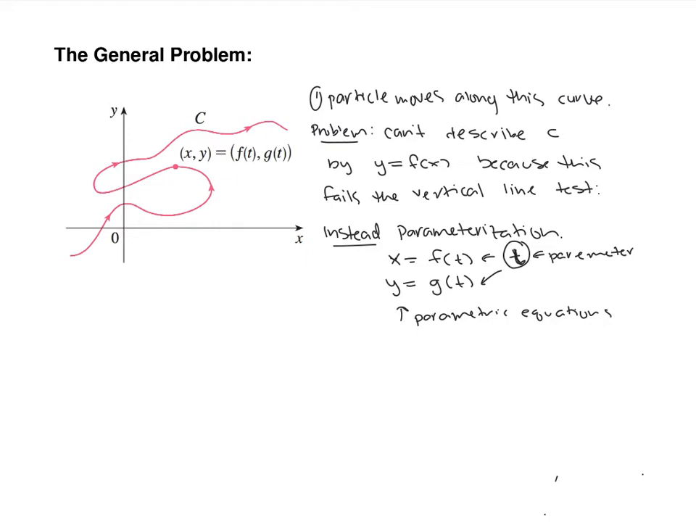And really, this applies to all sorts of things because this C really could be like the path of a road. If you looked at, say, roads on a map, most of them are not functions. They double back on themselves and stuff. So this little point could be describing the position of your car along that road at various times.